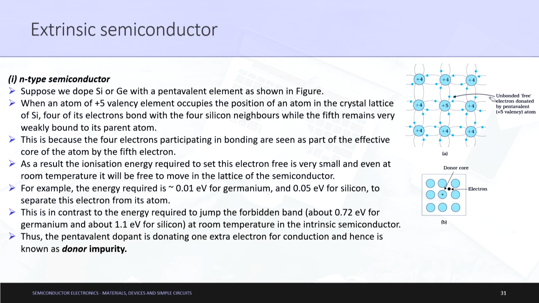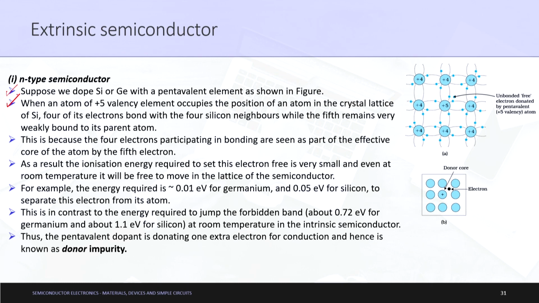Let us go very slowly in understanding these topics. Suppose we dope silicon or germanium with a pentavalent element as shown in the figure. When an atom of plus 5 valency element occupies the position of an atom in the crystal lattice of silicon, 4 of its electrons bond with the 4 silicon neighbors, as you can see. So, 1, 2, 3 and 4. These 4 are bonding with the neighboring 4 silicon atoms, while the fifth remains very weakly bound to its parent atom. Because there is no covalent bond for this electron, it is very weakly bound and hence it can be ejected out and be a free electron.